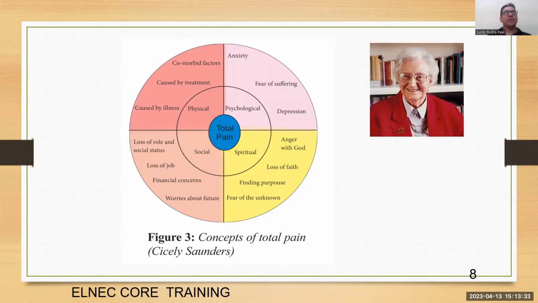Dame Cicely Mary Saunders has told about total pain. Total pain is all four aspects of pain: physical, psychological, social, and spiritual. These four aspects combined are called the total aspect of pain.